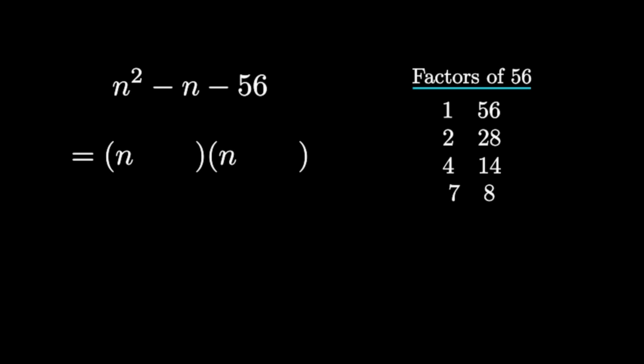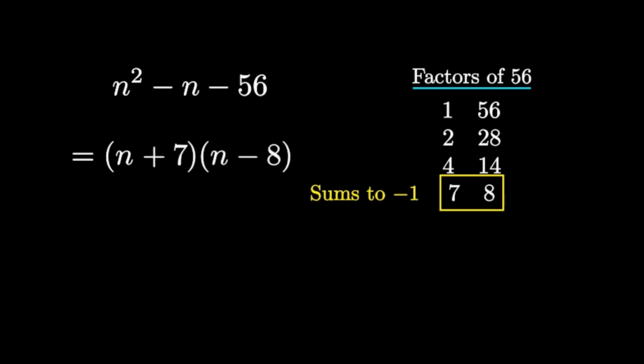I need a pair that's going to give me the coefficient of n, the thing in the middle, right? So I need 7 and 8, because that turns into the 1 that's in the middle somehow, some way. And we're going to need to apply signs for this one. In order for me to make a negative 1, that thing that's in front of the n, I'm going to need a positive 7 and a negative 8.